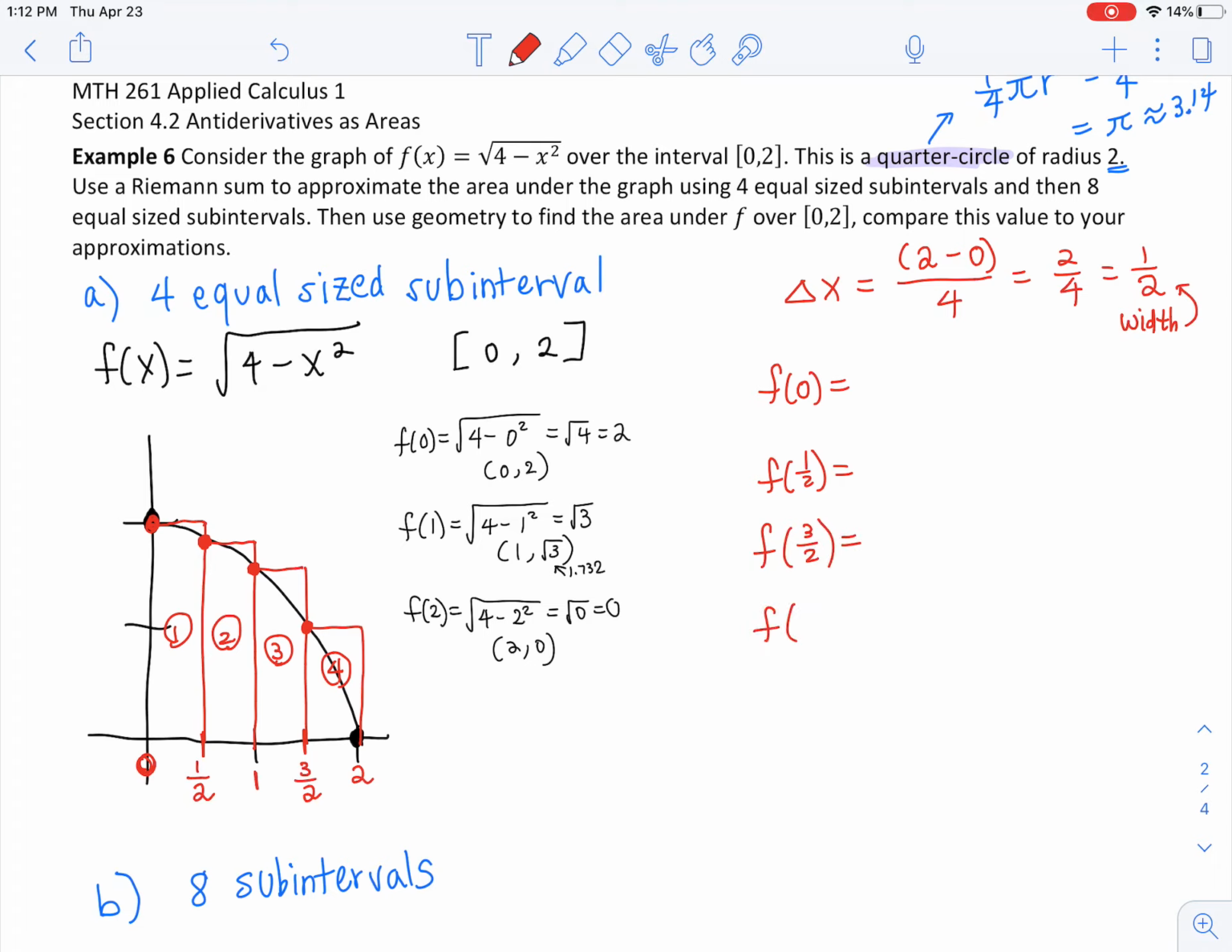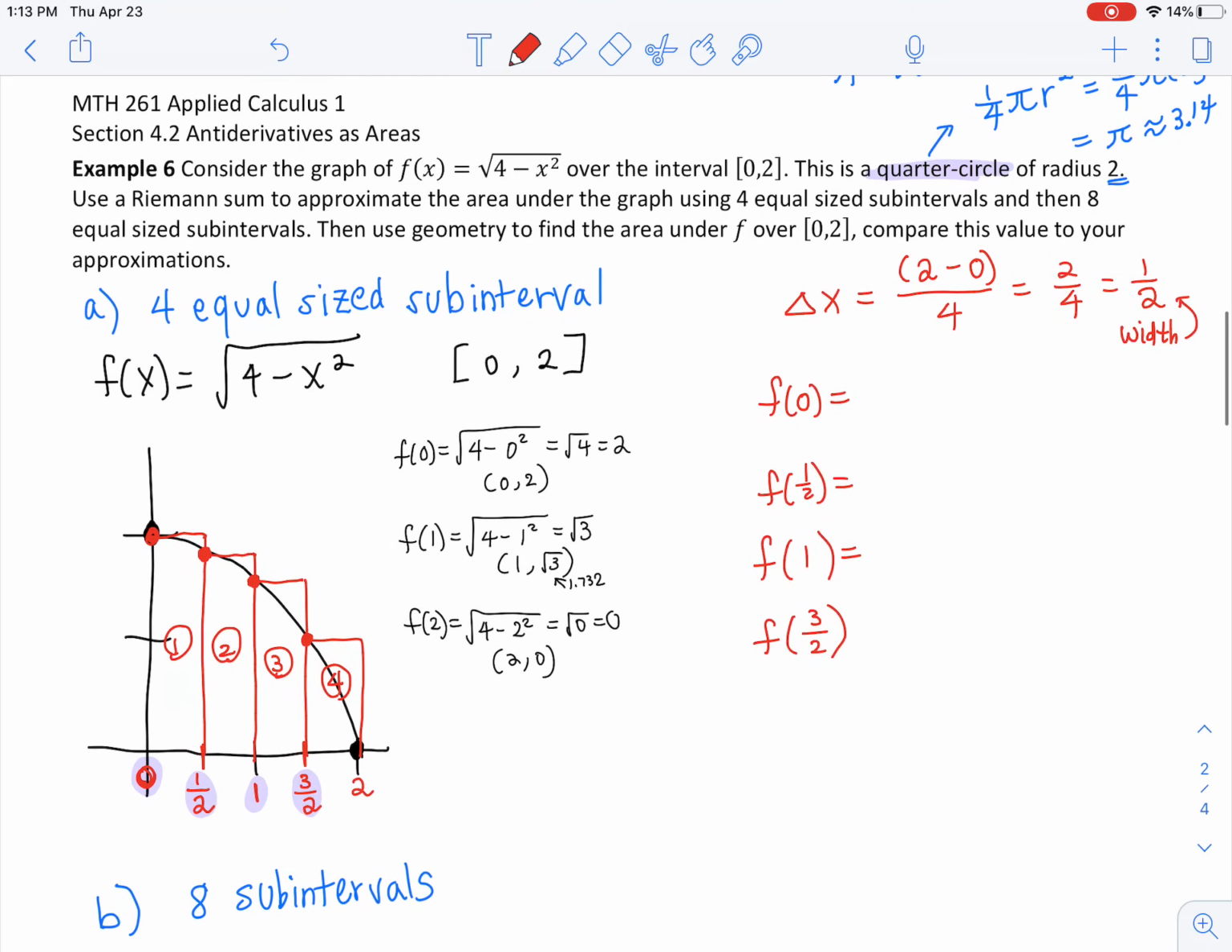Now we're going to evaluate the function values so that we can find the height. So first find f of 0. Then you're going to also find f of 1/2. And then the last endpoint that we're stopping at is f of... I missed the 1. Sorry about that. This one should be f of 1. And then the last one will be f of 3/2. So where did I get these numbers from? These are the left endpoints of my rectangles. Okay, notice I'm not doing f of 2.